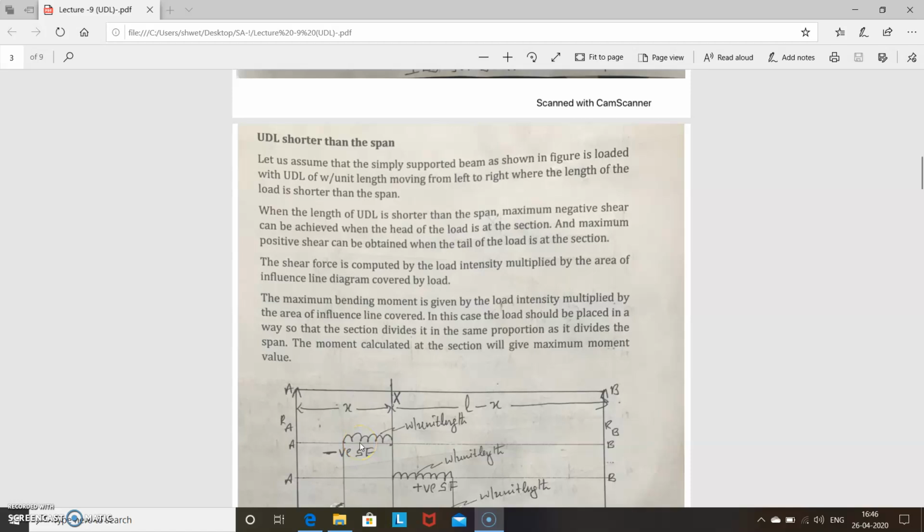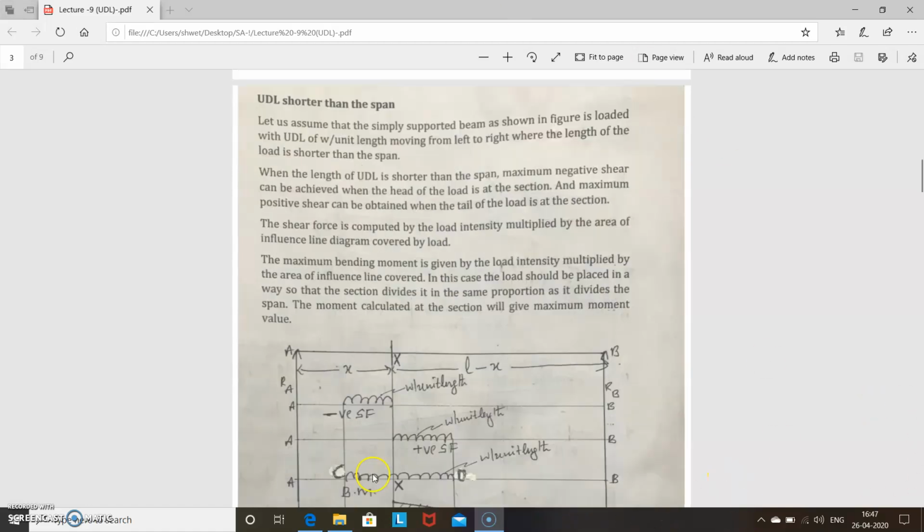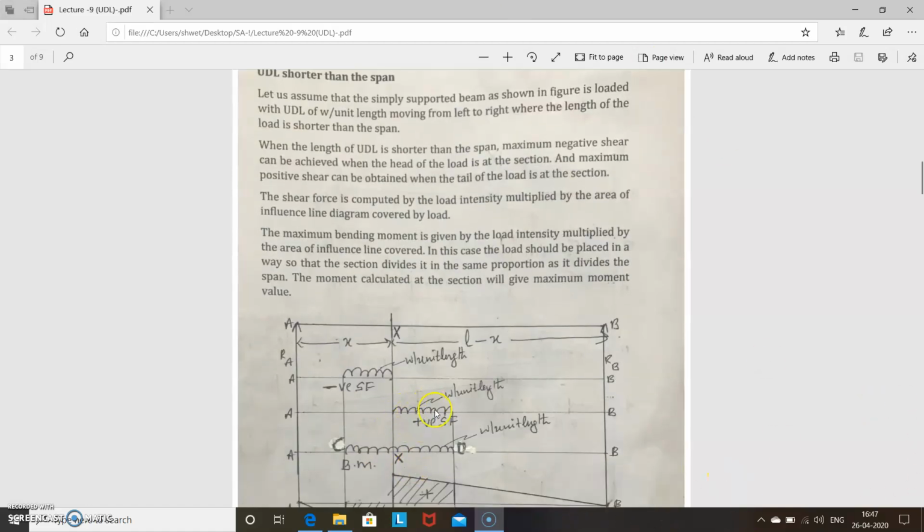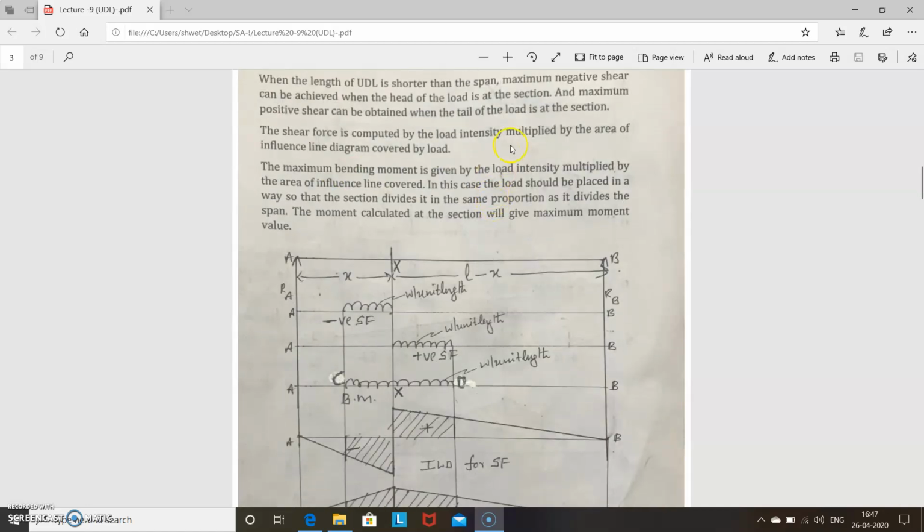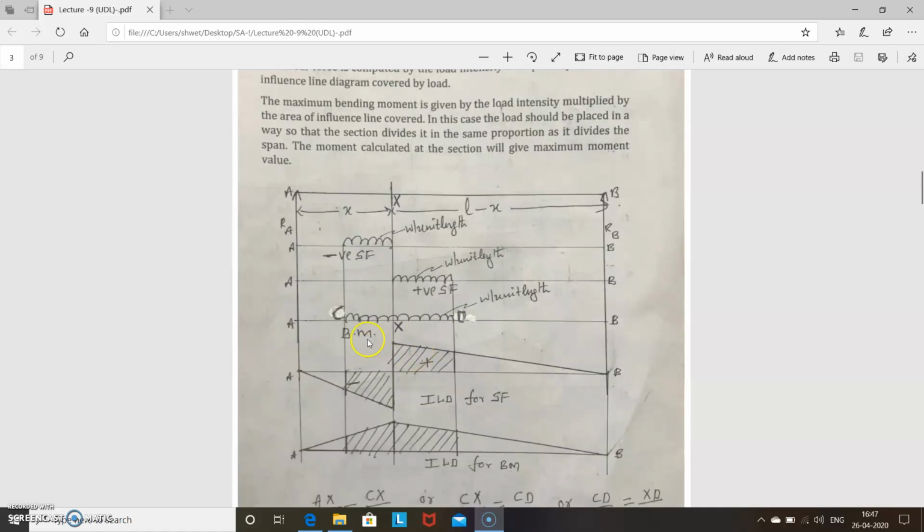Then what is positive shear force? Maximum positive shear can be obtained when the tail of the load is at the section. So you have to start with the tail. So the tail of the load is at the section for some distance. Okay, next, the shear force is computed by the load intensity multiplied by the area of the influence line covered by that. Same thing like the last class, for shear force like the last problem, there is no difference in the shear force, only in the bending moment there is some difference.